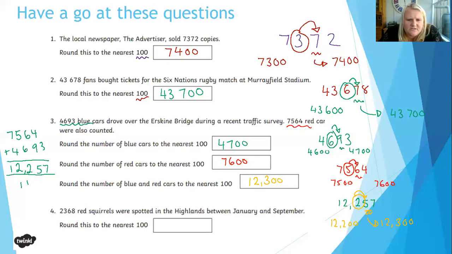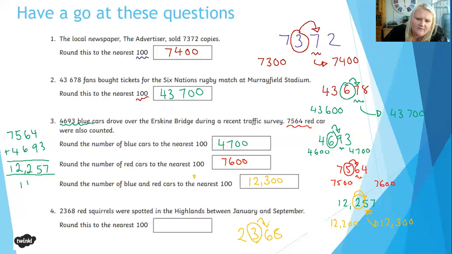And last one here, 2,368 red squirrels were spotted in the highlands between January and September. Round this to the nearest 100. Oh, that's nice and straightforward. We could do that. Where's my pen gone? There it is. So 2, 3, 6, 8. And I'm going to do that in this one sort of in my head.